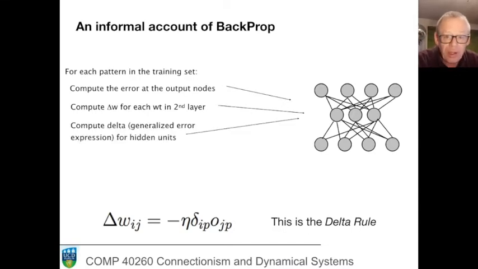Then we're going to iterate over the units in the hidden layer and compute that term delta for them. This is playing the role of error, but because these are hidden units, we don't have specific targets for them. So for each hidden unit, we will compute what we call a generalized error expression, which will take into account its contribution to all the clear and distinct errors that we observed at the output layer. On the basis of that, we will compute a suggested weight change for each of the weights between the input layer and the hidden layer.